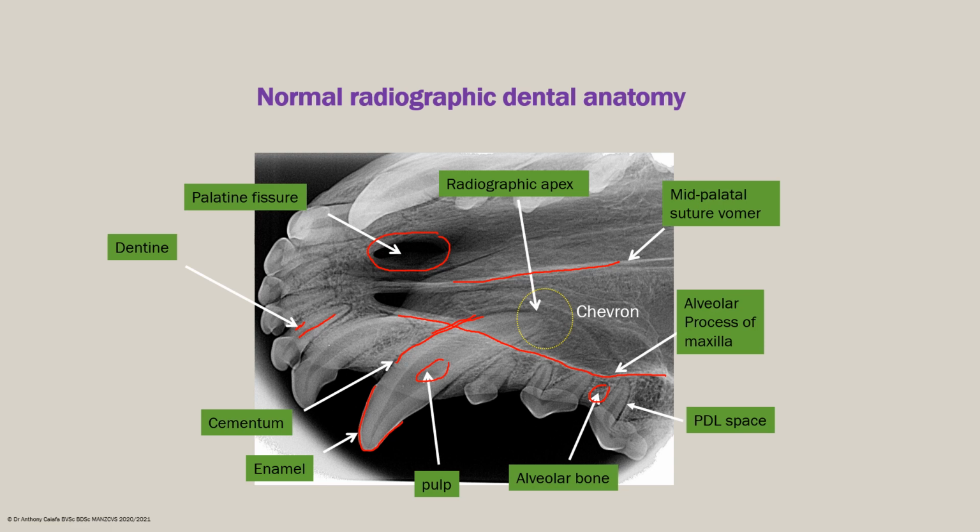Here we have the chevron effect, as we mentioned before in a previous slide, and so we can see this radiolucent widening around the periodontal ligament space, which is where neurovascular bundles enter the apical delta. And here we have the periodontal ligament, which is this radiolucent line, which is the supporting structure for the tooth.